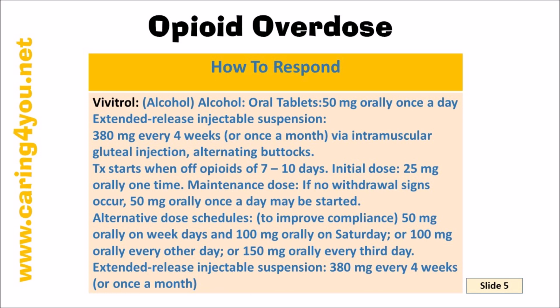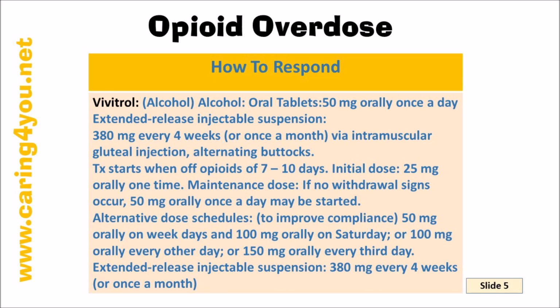Let me repeat that. Now, don't forget, you're going to be under the supervision of a doctor, nurses, students, but you need to know this for the NCLEX. Your maintenance dose or your initial one-time dose is 50 milligrams. All right? So, you want to give 50 milligrams on weekdays, or 100 milligrams on Saturdays, or 100 milligrams orally every other day, or 150 milligrams every third day. Again, just stop this recording and back it up a little bit and continue to listen to that. The alternate doses and the every third day dose. And the injectable is the same. 380 milligrams every 4 weeks, or once a month.